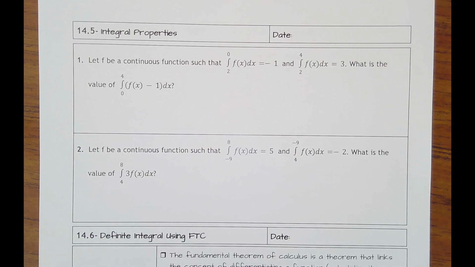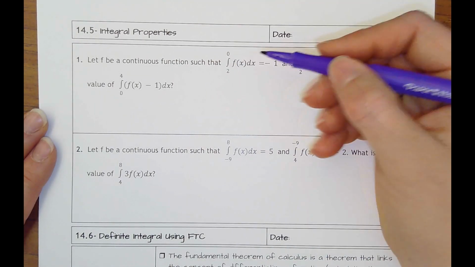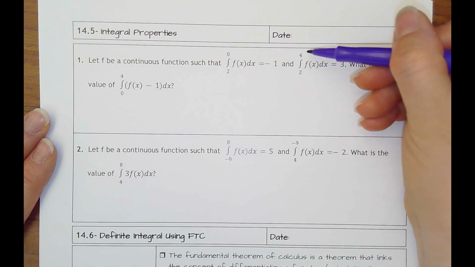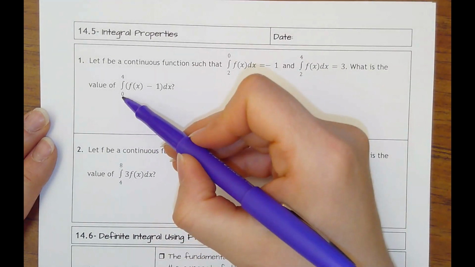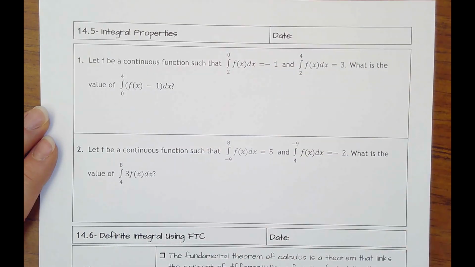and find the area under the curves, such that from 2 to 0, that area is -1, and from 2 to 4, that area is 3. What is the value from 0 to 4 of f of x minus 1?